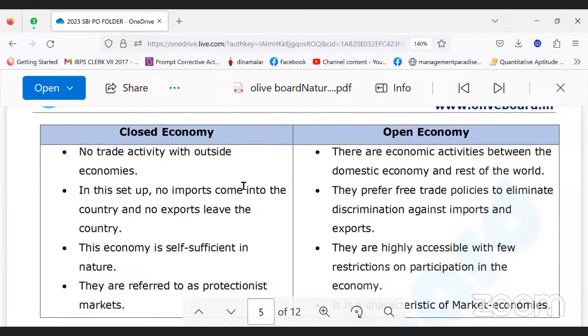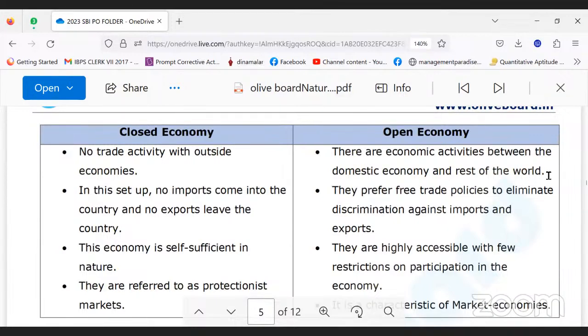Nowadays, I don't think any country can be like this closed economy, except countries like North Korea and Myanmar, in my estimation. Maybe there are others we don't know.